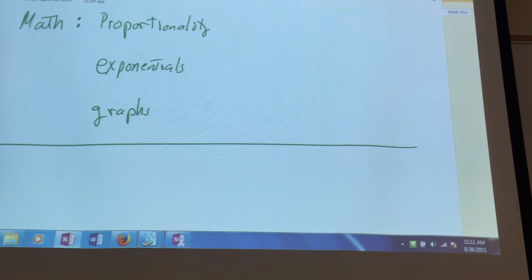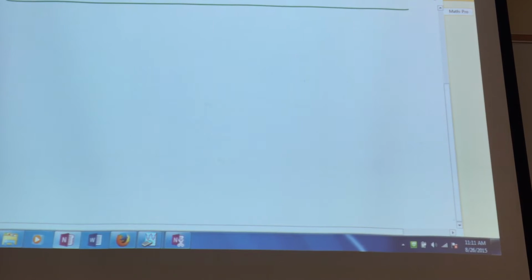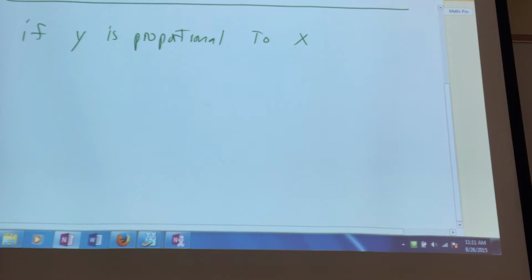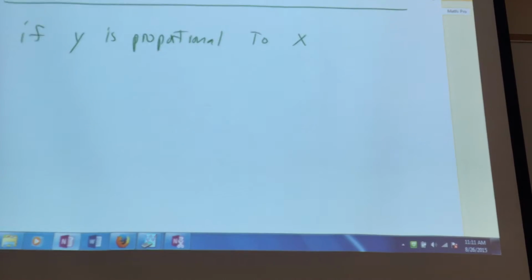As you probably remember from your various algebra classes. If y is proportional to x, just take a deep breath. Y is proportional to x. What does that mean for y to be proportional to x? When somebody tells you something is proportional to something else, that means they are related.